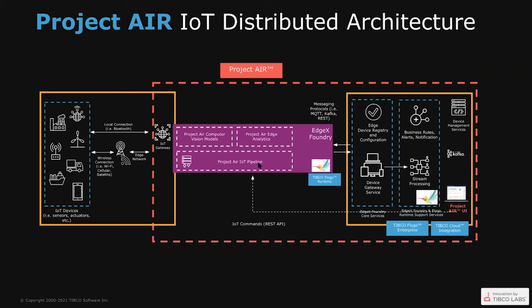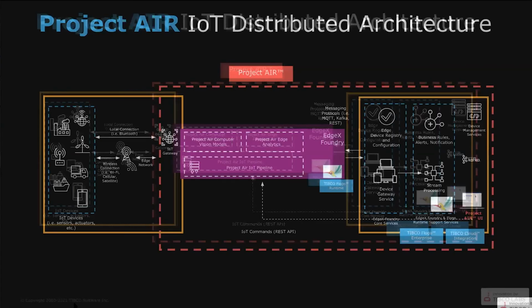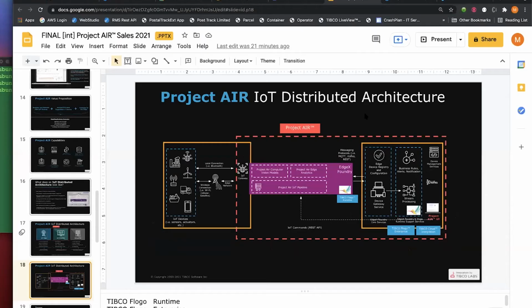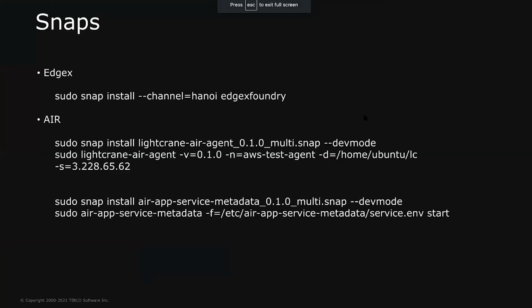So let me show you this. What I will show you in this demonstration is we're going to make use of snaps. Dave just showed us all the infrastructure, all the components that Project AIR provides for the edge. We are going to deploy them as snaps. So the first set of snaps that I have already started and installed are the HX Foundry components that are deployed using the snap.